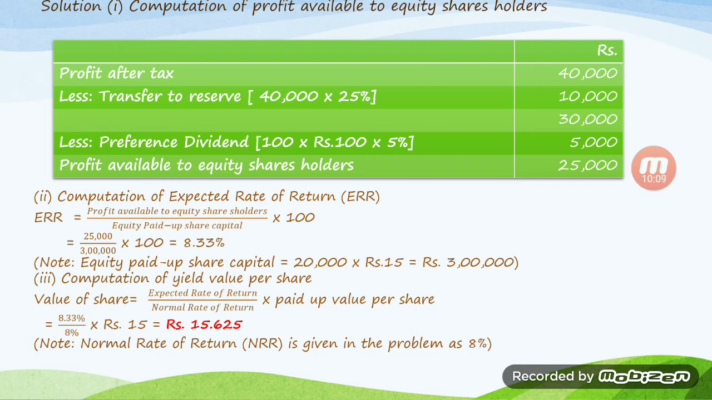Step 2, ERR. The profit available to equity shareholders is to be divided by the paid up share capital of equity. It becomes 3 lakh. So 25,000 divided by 3 lakh into 100, then ERR will become 8.33 percent. Then the third step is yield value per share. Yield value per share is equal to ERR divided by NRR into paid up value per share. ERR is 8.33 percent. The given NRR is 8 percent. The same must be multiplied with the paid up value per share, that is rupees 15. Then the yield value per share will become rupees 15.625. This is your final answer.